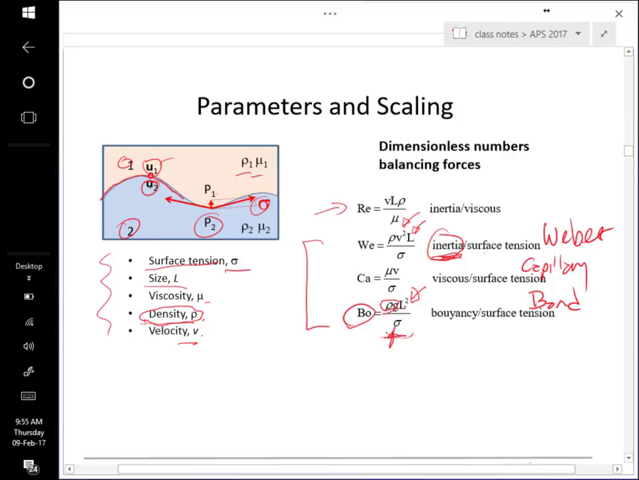So one of the things that happens with this, at least in these two cases, for the Weber and the bond number, is that what we expect is that small problems will behave differently than large problems with respect to surface tension. In a small problem, surface tension will be important. As the size increases, the importance of surface tension will drop off.